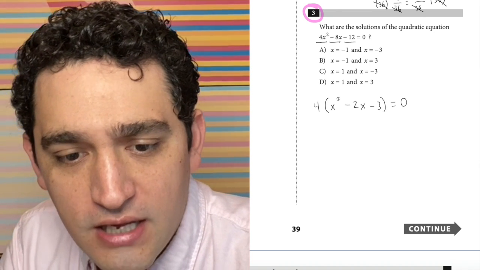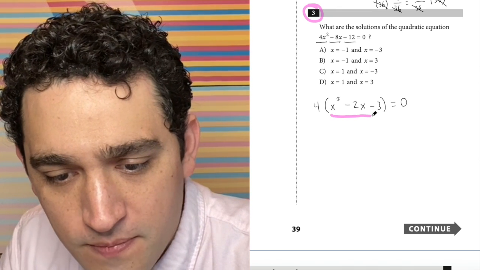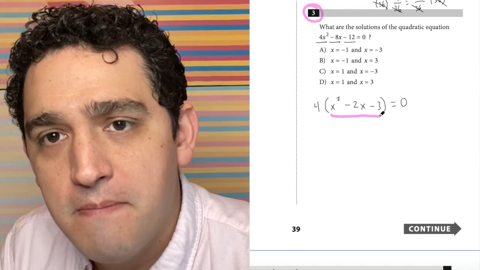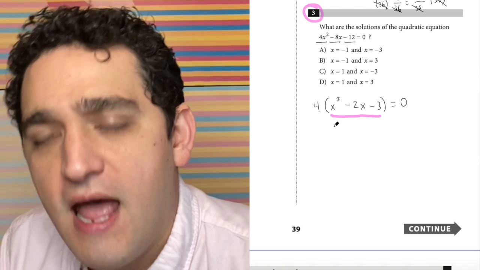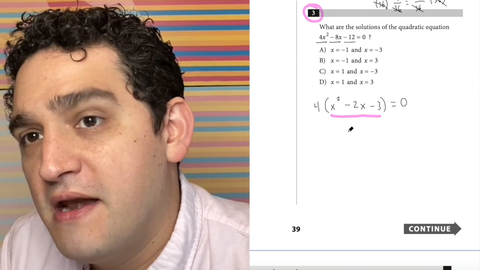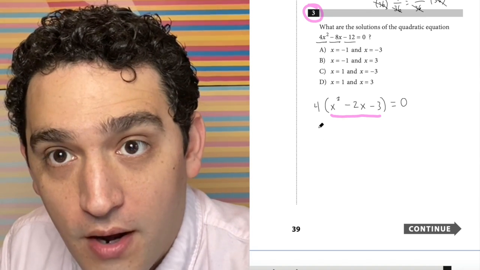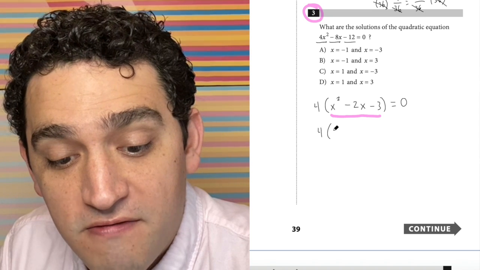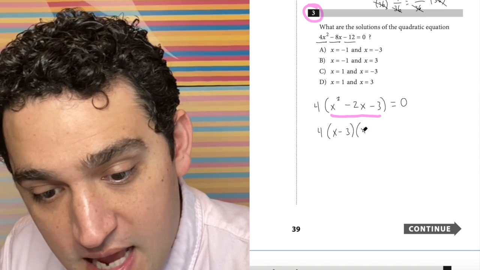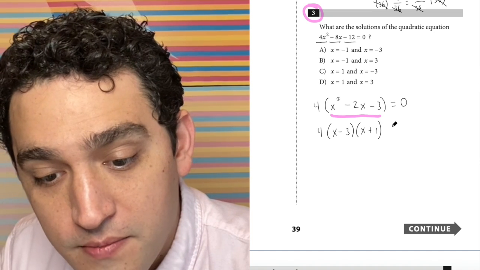And if you take a look at this trinomial, we want to factor this, and we're looking for two numbers that multiply to negative 3 and add to negative 2. I hope you're thinking of negative 3 and positive 1. So we can factor this as x minus 3 times x plus 1.